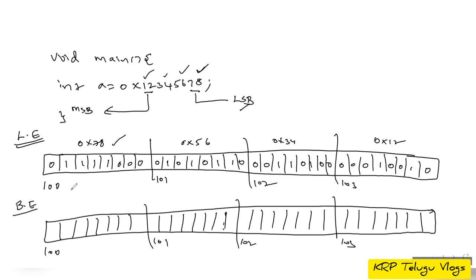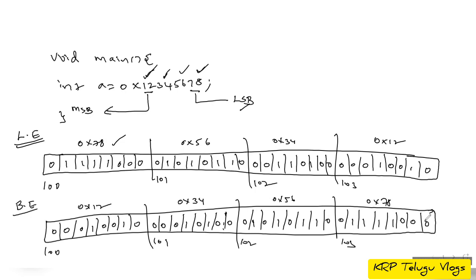So in a Big Endian machine, how will the data be stored? The MSB will be stored in the first location. So 0x12 will be stored in the first memory location, 00010010. Next MSB, 0x34, 00110100. Next 0x56, 01010110. Next 0x78, 01111000. So this is how the data gets stored in memory.